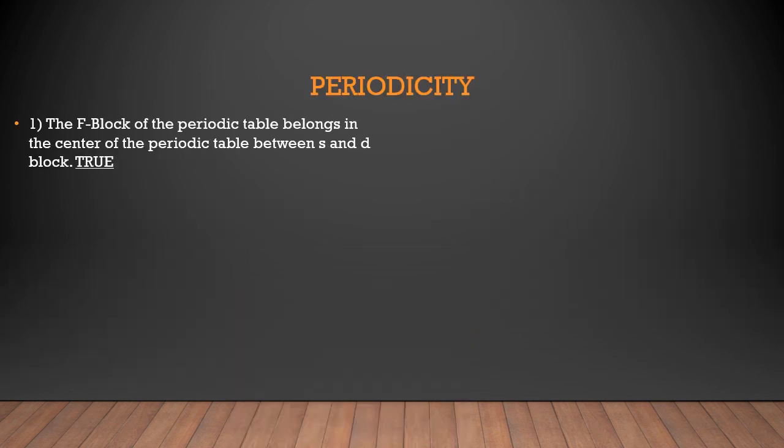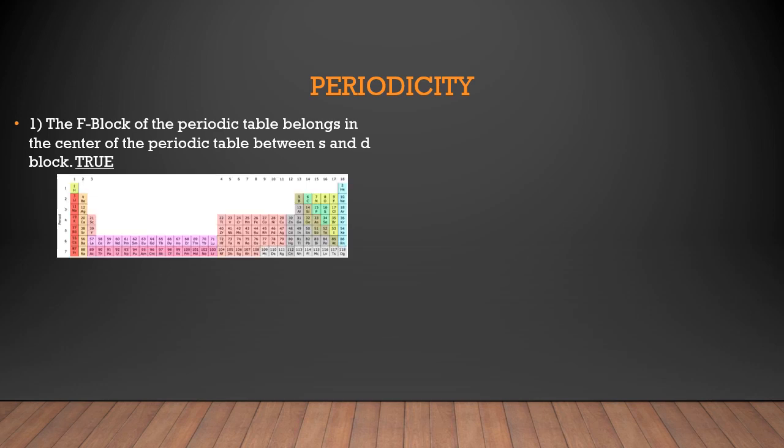Periodicity. The F block of the periodic table belongs in the center of the periodic table between the S and D block. This is true. You can see here the lanthanide and actinide series put into the periodic table. You can see how long this makes the periodic table, so it really is easier for us to move it below because we do know that it belongs there and that the F orbital is going to be a protected orbital between S, P, and D blocks.